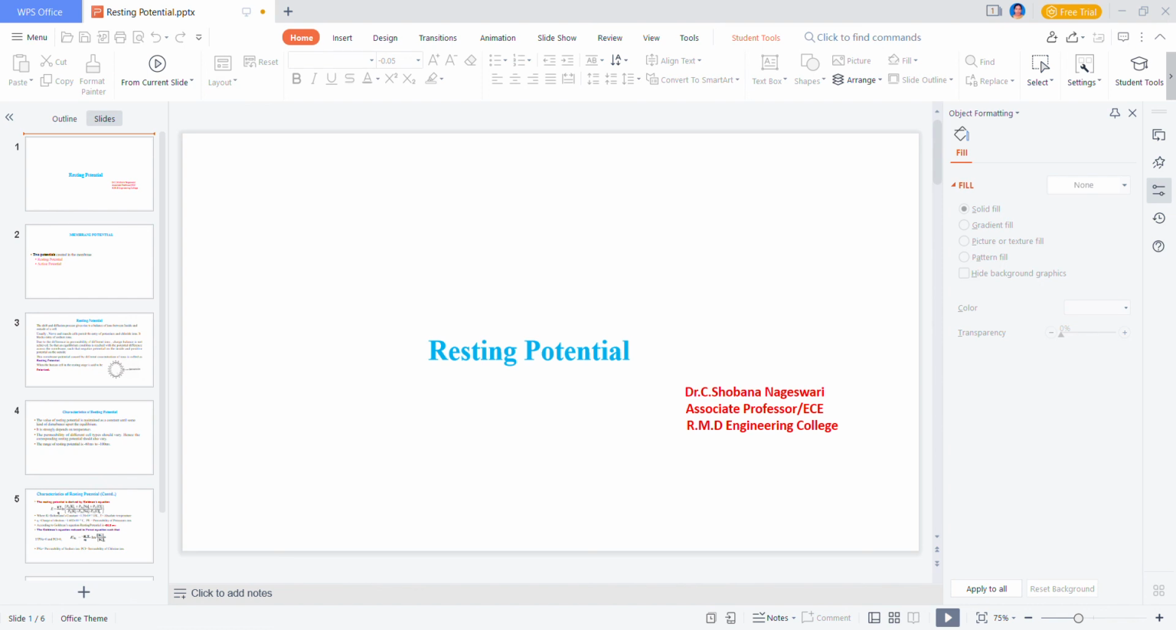So resting potential is nothing but a membrane potential. This is due to the drift and diffusion process of ions. It is a negative potential, around minus 60 millivolts to minus 100 millivolts.